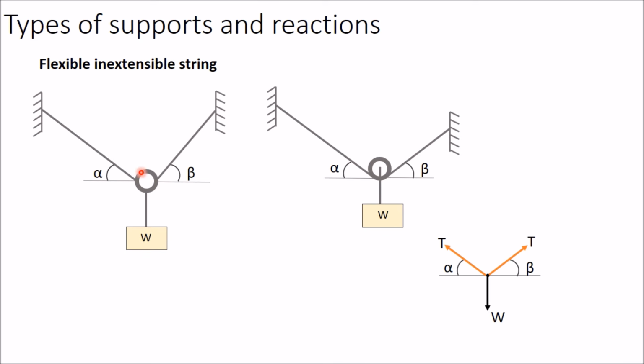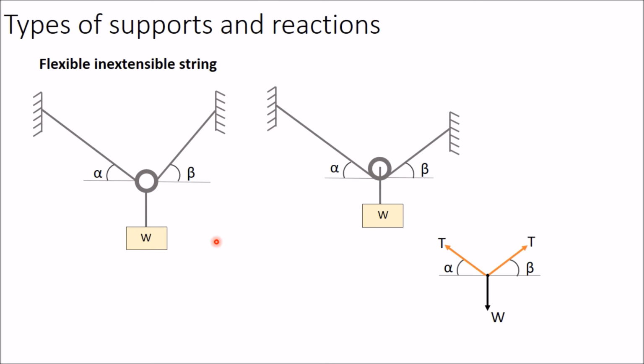A similar case I have drawn here. Here one ring is there, and in this ring one string is connected here and one string is connected here, and a load is applied here. Now in this case this is a ring, and in this ring two different strings are connected. This is a different string and this is a different string.